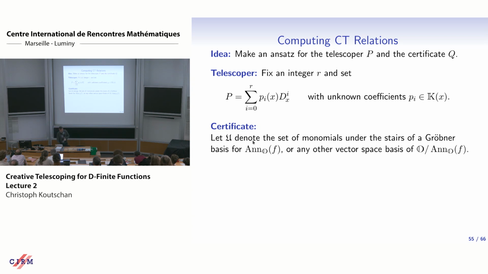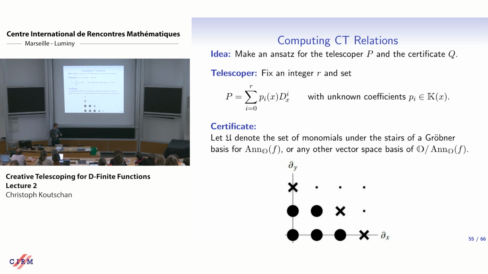And here we take advantage of the fact that everything here lives in a finite dimensional vector space. So we write the operator Q as a linear combination of these basis functions. If U denotes the set of monomials under the stairs of our Gröbner basis, so you have this picture in mind, for example 5, then we know that definitely this operator Q can be written as a linear combination of these monomials.